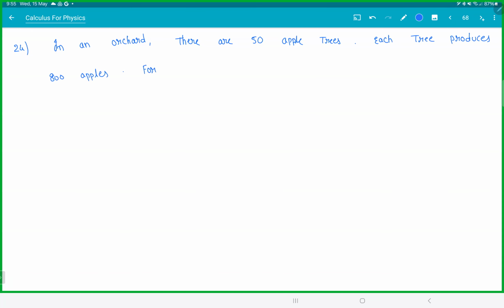So you have a big apple orchard and each tree is producing 800 apples per year. So then you felt like, yeah, there are so many apples, so you became a little greedy. So you started planting extra trees. Now for every additional tree that you plant, the production decreases by 10 apples per tree.